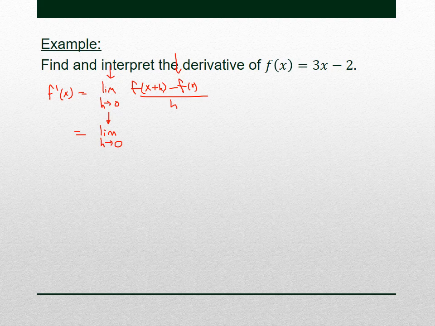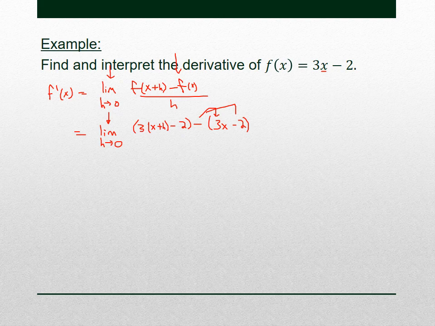All right, so what is f of x plus h? So instead of an x, we plug in x plus h, and we get 3 times x plus h in parentheses minus 2. That's f of x plus h. And then we'll subtract the original f of x, which would be 3x minus 2. And I like to put big parentheses around both of those guys, mainly to help me remember to distribute this negative sign when it comes time to do that. This whole thing is going to be over h.